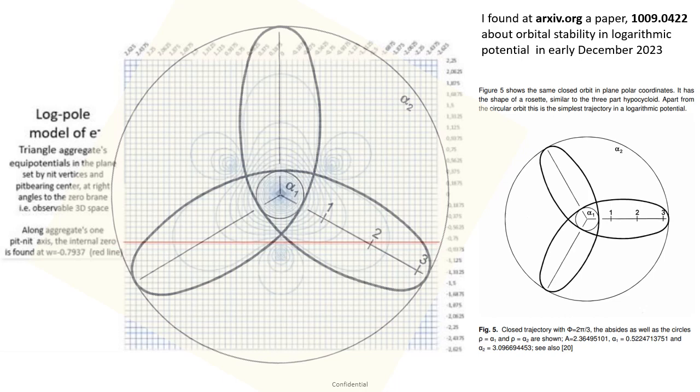And perhaps on the previous slide you saw the equipotential lines drawn for the electron internal structure in this triangular configuration of nits around the PT center. And here instead is what I found last year about the orbital stability in logarithmic potentials. It is called the three-part hypocycloid, and apart from the circular orbit, this is the simplest trajectory in a logarithmic potential, and this is just another additional evidence that I'm onto something with these structures that logarithmic potential is creating for particles in aggregates.